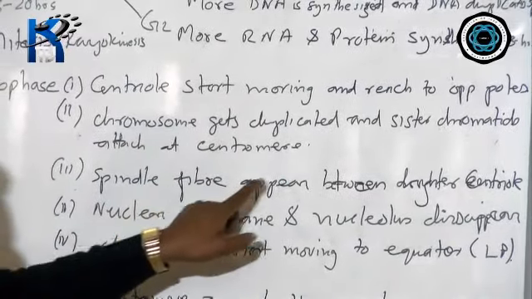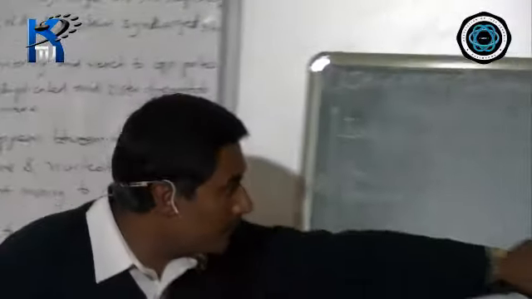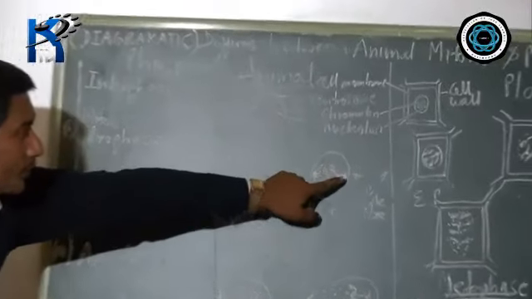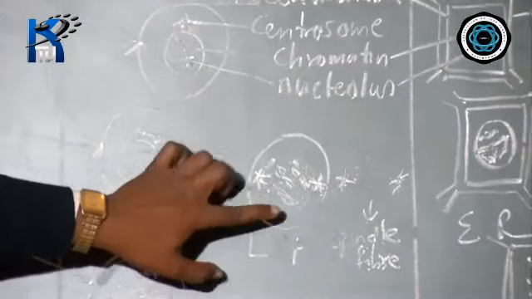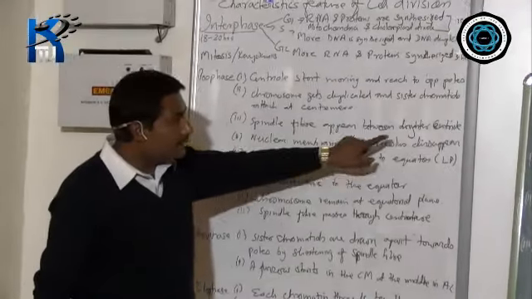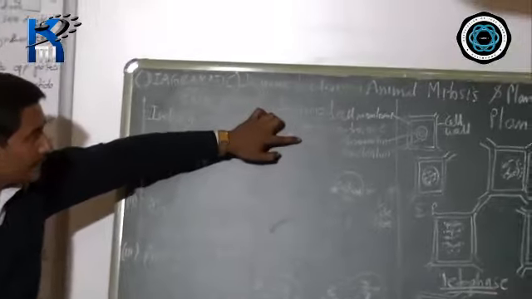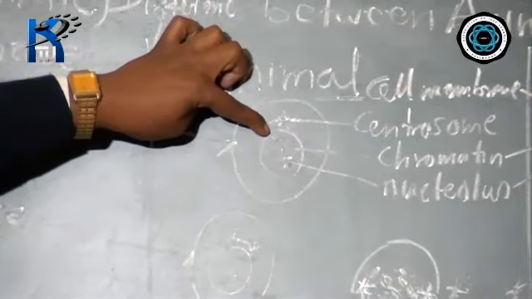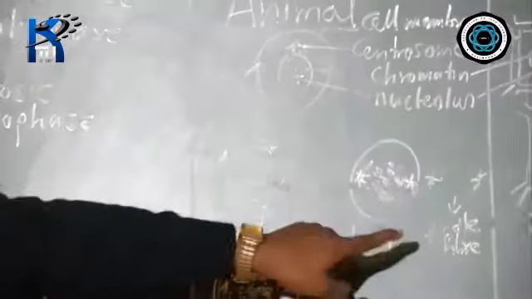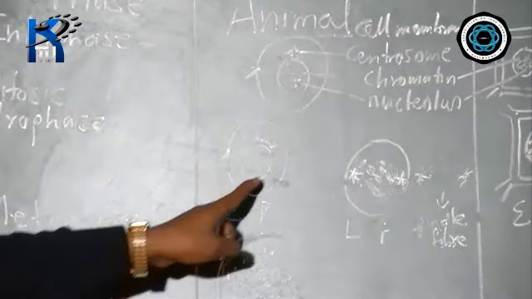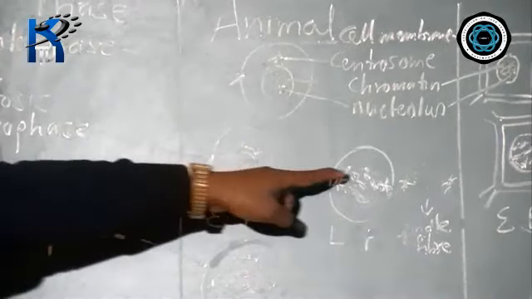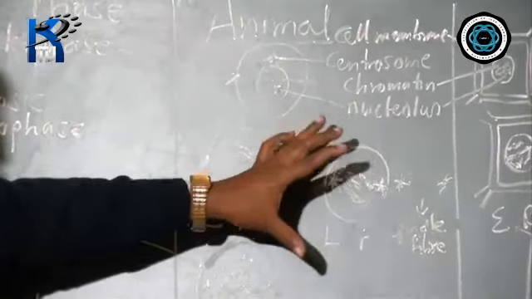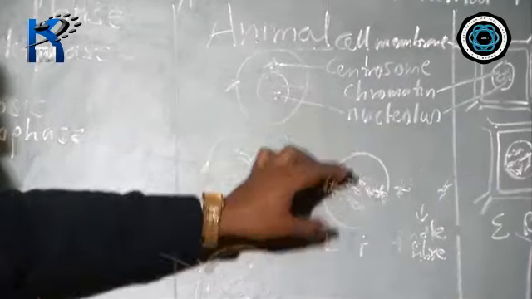Spindle fibers appear between the daughter centrioles. You see that here spindle fibers are getting formed between the daughter centrioles. This is the centriole, and here the spindle fibers are getting formed. Now the nuclear membrane and nucleolus disappear. In the diagram, in the interphase, you see the nucleolus and the nuclear membrane are there. But in the late prophase, the nuclear membrane, which is distinct in early prophase, is dotted, meaning it is slowly disappearing. Nucleolus and nuclear membrane disappear. These are some of the characteristic features that you observe during the prophase.